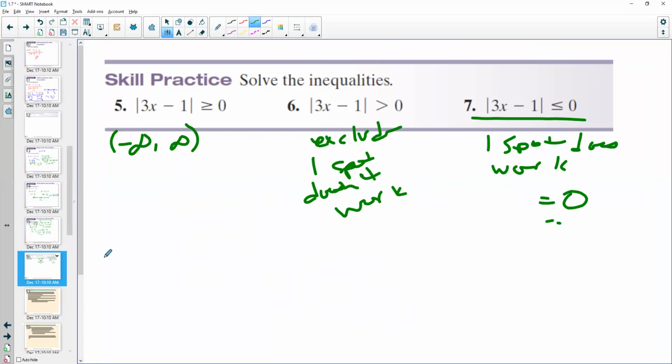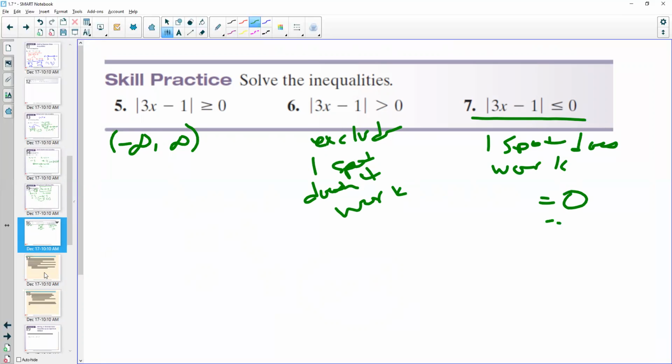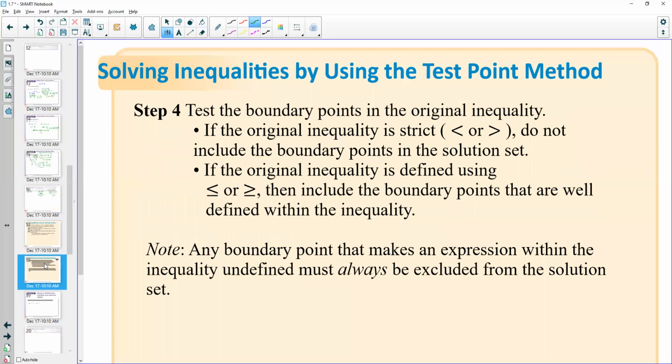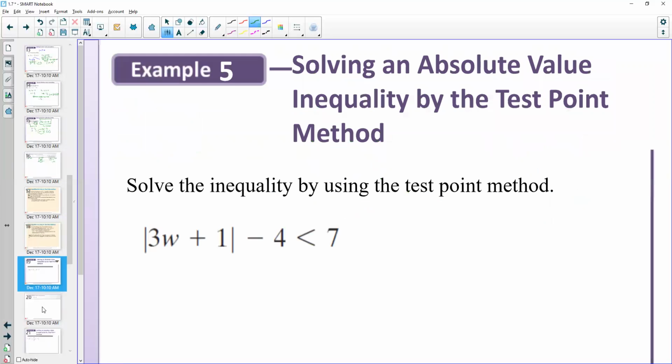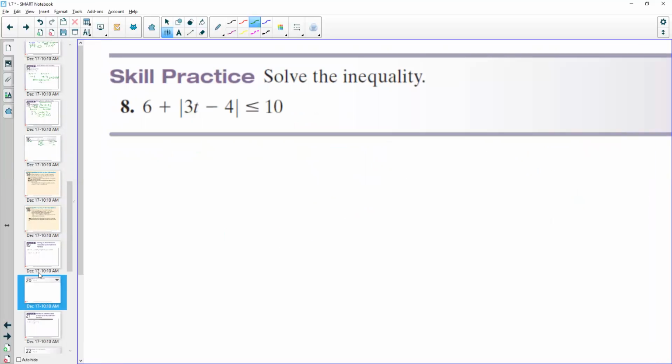So there is a section in here about using the point test method to solve an absolute value equation. Honestly, you have a way at this point. It's sort of torture. So it's in here. It's in the notes.